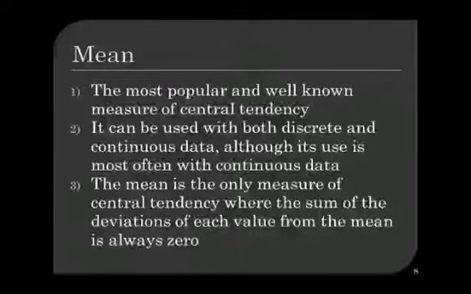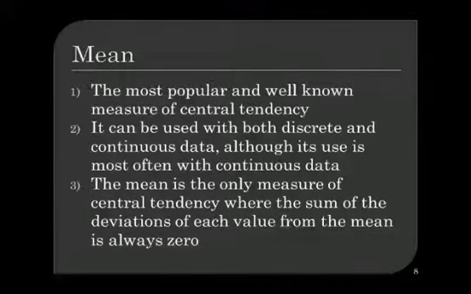Mean. It is the most popular and well-known measure of central tendency. It can be used with both discrete and continuous data, although its use is most often with continuous data. The mean is the only measure of central tendency where the sum of the deviations of each value from the mean always turns out to be zero.